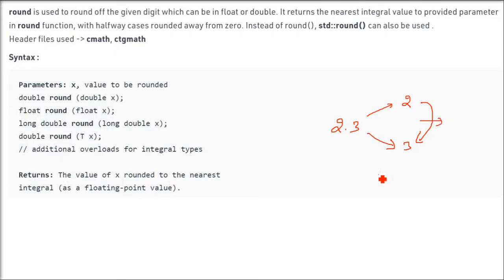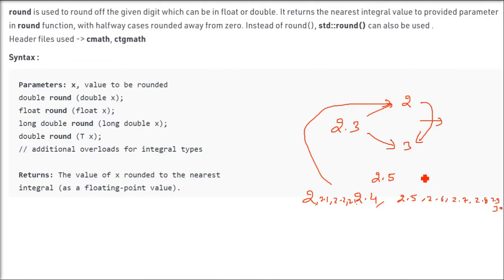What it will do is compute the middle value. The middle value of 2 and 3 is 2.5. Now if the value is 2.0, 2.1, 2.2, 2.3, 2.4, any value from 2.0 till 2.4, the value will be taken as 2. If the value is 2.5, 2.6, 2.7, 2.8, 2.9 and 3, then the round function will give the value as 3. So there is a mid mark, that is 2.5. From 2.0 till 2.4, it will be 2. From 2.5 till 3.0, it will be the higher value, that is 3.